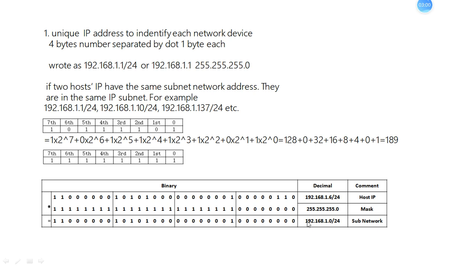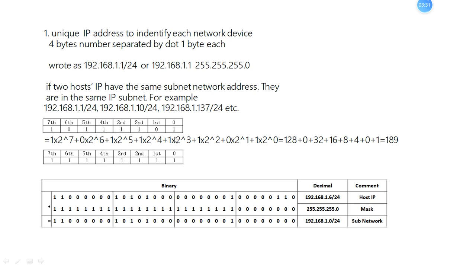What is it? 192.168.1.0/24. This is the first IP in that subnet. Okay, the last IP is 192.168.1.255/24, right? The first IP is the subnet network IP. Okay, the last IP is the broadcast IP in that subnet.